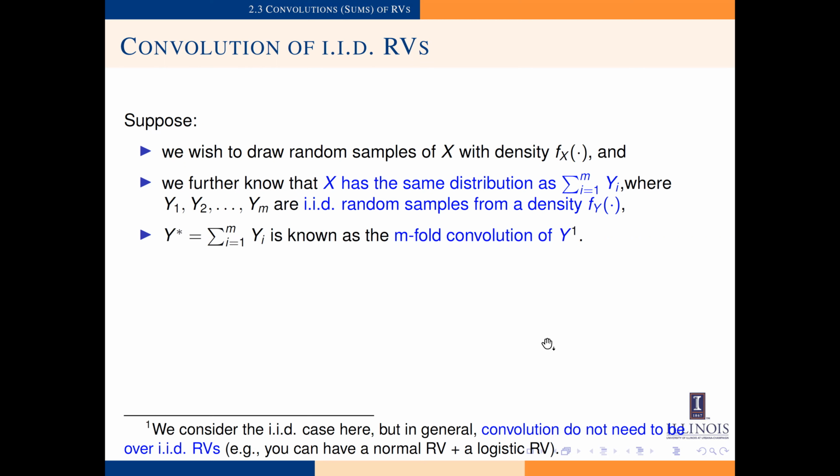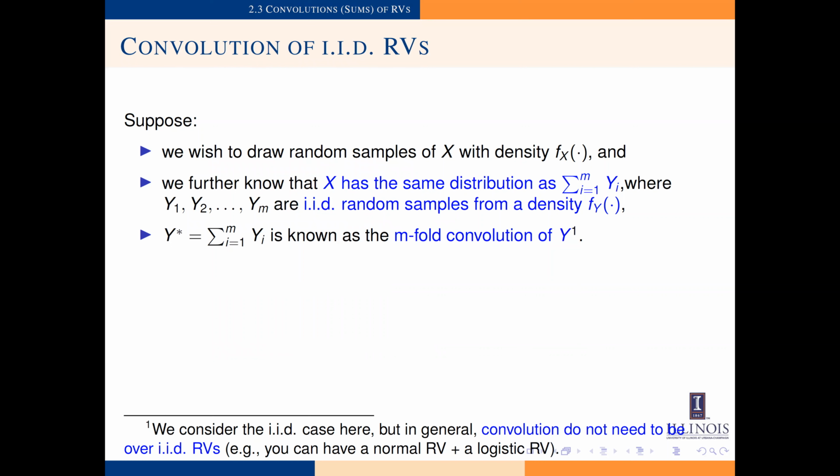In this case, if we take the sum of the yi's, so the sum from i equals 1 to m of yi's, and if we further denote that using y star, then this y star, by definition, is known as the m-fold convolution of y. So for this subsection, let's consider the case where the yi's are independent and identically distributed, and y star is the convolution over these IID samples.